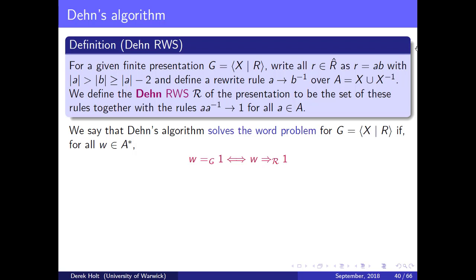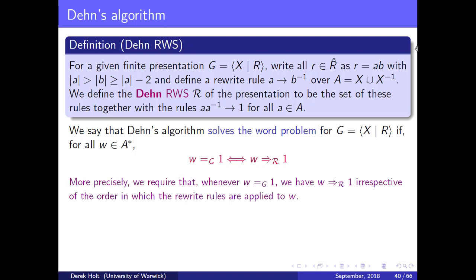But the left-hand side implying the right-hand side is not at all clear, and it's not normally going to be the case. In the specific case, Dehn's algorithm solves it. The result of Lyndon and Schupp says that if that presentation satisfies C prime one-sixth, then this indeed holds. There's a slight technicality.